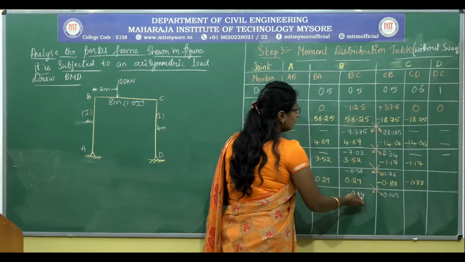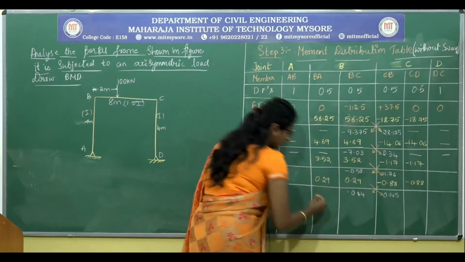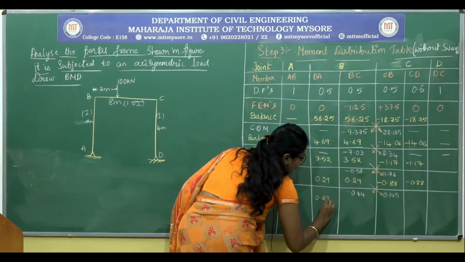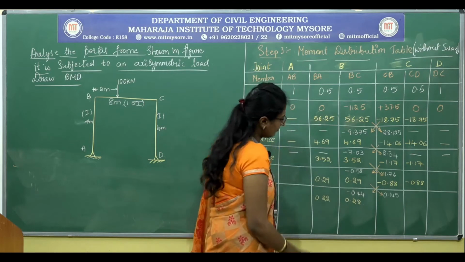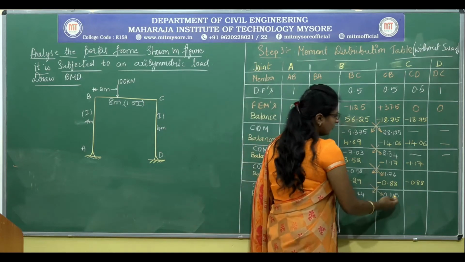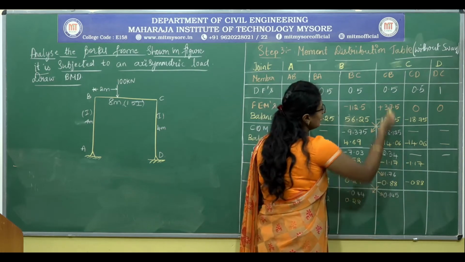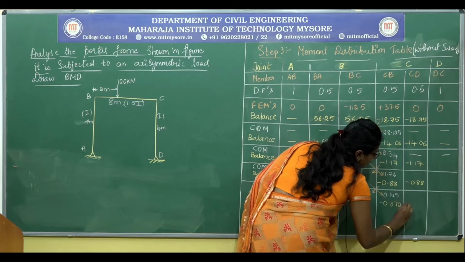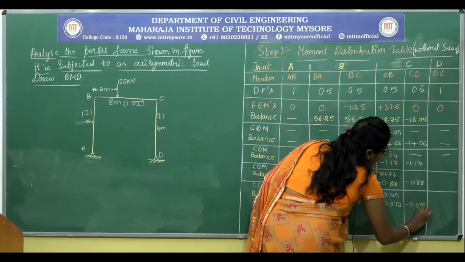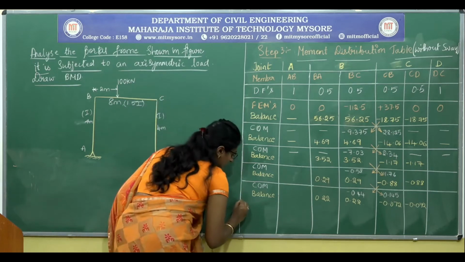To balance this, plus 0.44 multiplied by 0.5 will give you again 0.22. Here 0.145 is the unbalanced moment. To balance this, minus 0.145 multiplied by 0.5 will give you minus 0.072 and again minus 0.072. Since the values are in terms of 0.0s, now we can stop the procedure here.